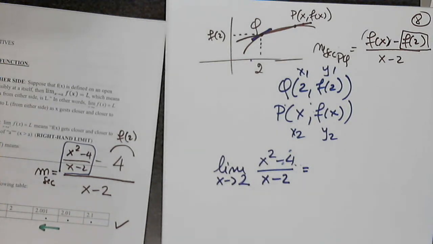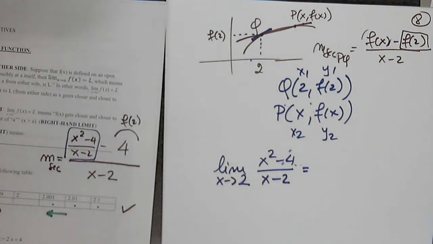This is the rule with any limit. When I'm asked to find the limit, I must plug in this number. And you should be appalled. And you should say, no. You just told us that x approaches 2, but it does not equal 2. So when we say x approaches 2, we mean gets closer and closer to 2. But you are not allowed to replace it by 2.